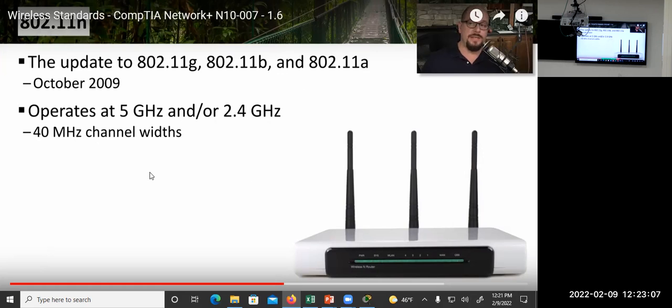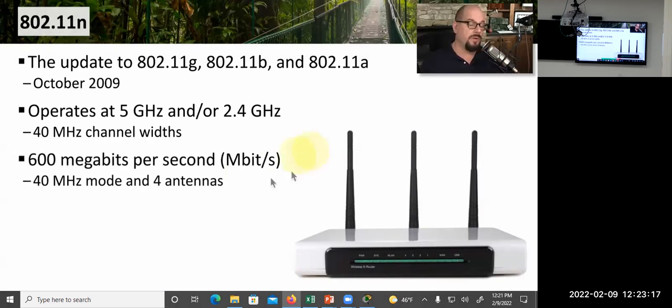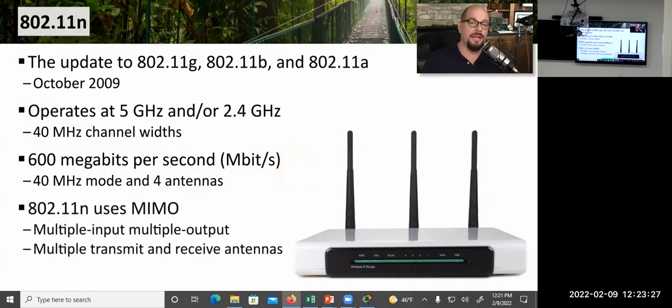These particular channel widths of 40 megahertz were much larger than the bandwidths available with previous versions of 802.11. 802.11n can support throughputs up to 600 megabits per second using this 40 megahertz channel width and 4 antennas sending multiple streams of data simultaneously. 802.11n was the first version of 802.11 to use multiple input, multiple output, or MIMO, where you're able to send multiple streams of information over the same frequency. You just need multiple antennas and radios to be able to send that data.